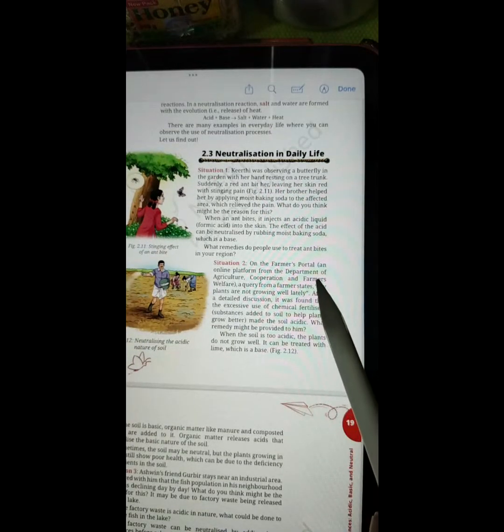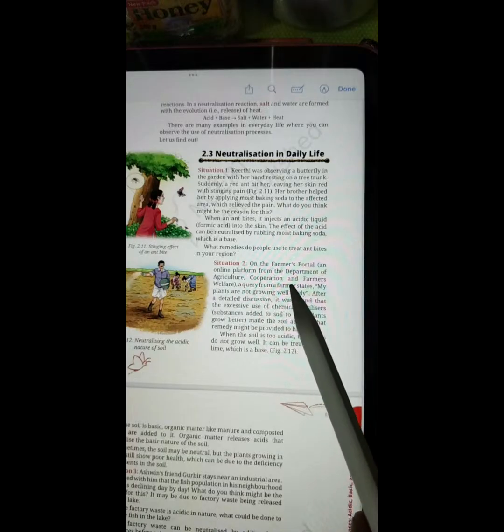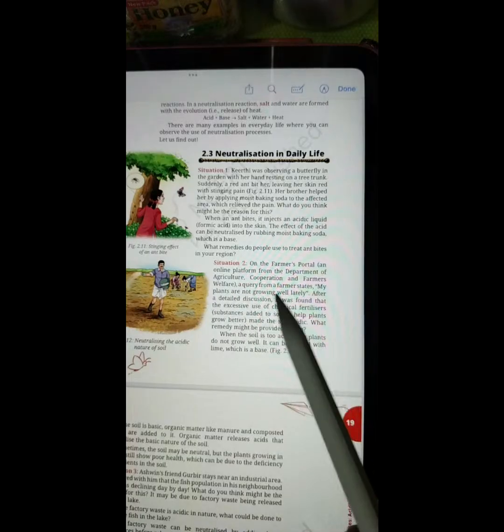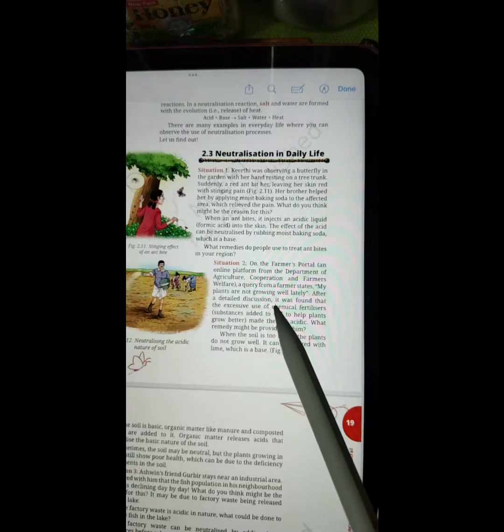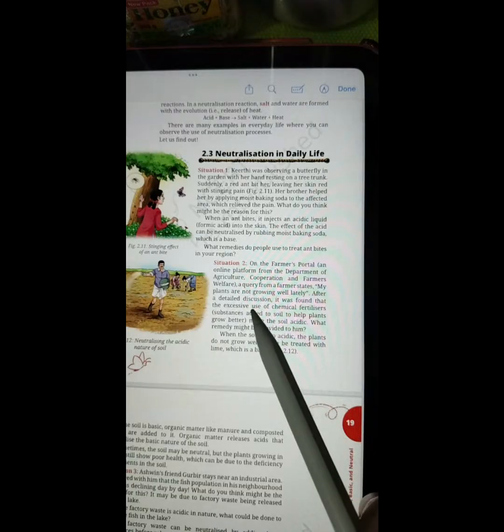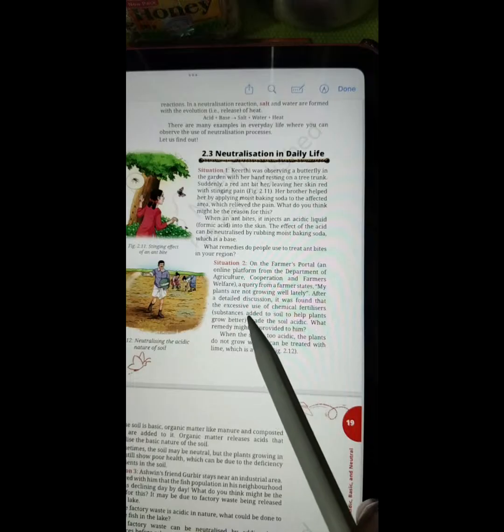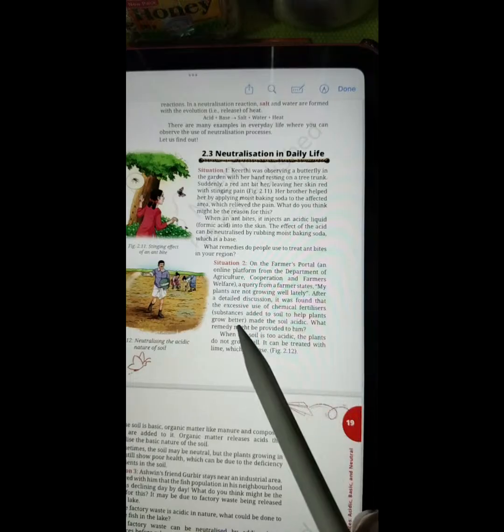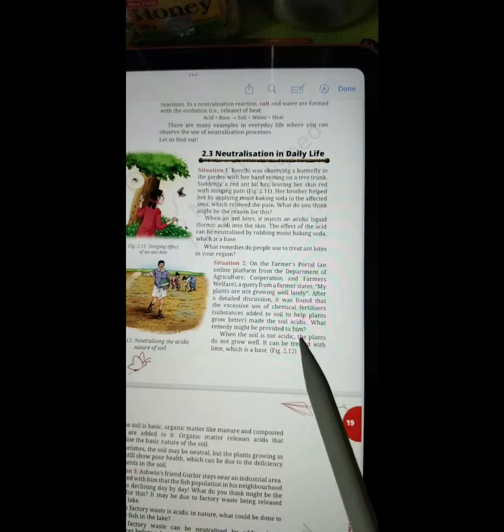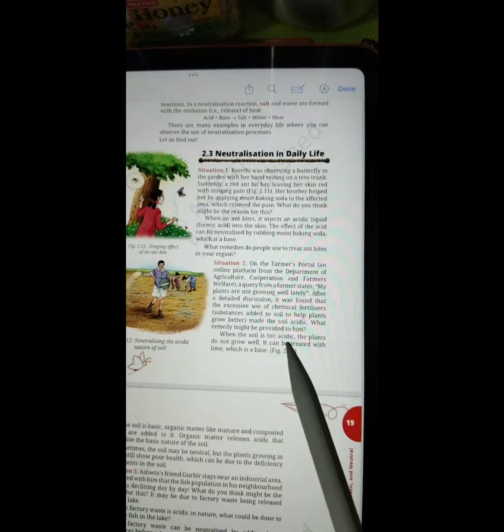On the Farmers Portal, an online platform from the Department of Agriculture, Cooperation and Farmers Welfare, a farmer states in a query, my plants are not growing well lately. After a detailed discussion, it was found out that the excessive use of chemical fertilizers, substances that are added to the soil to help farmers grow better, made the soil acidic. What remedy might be provided to them?